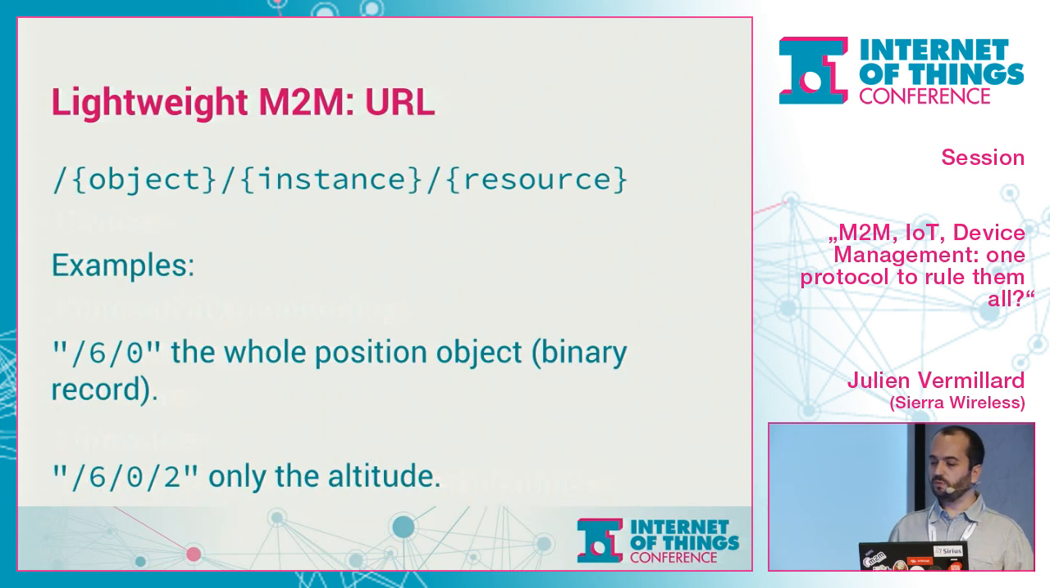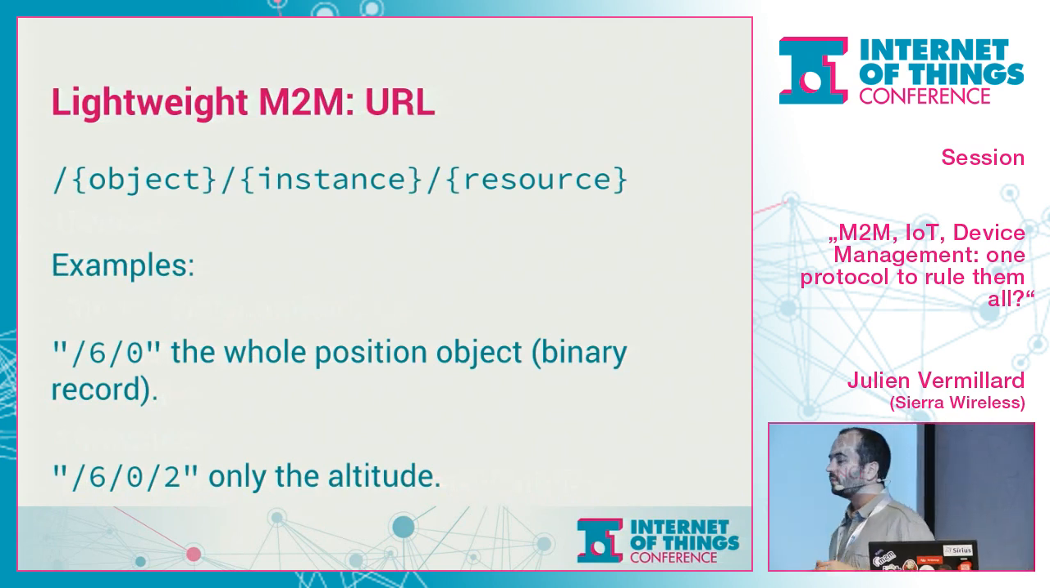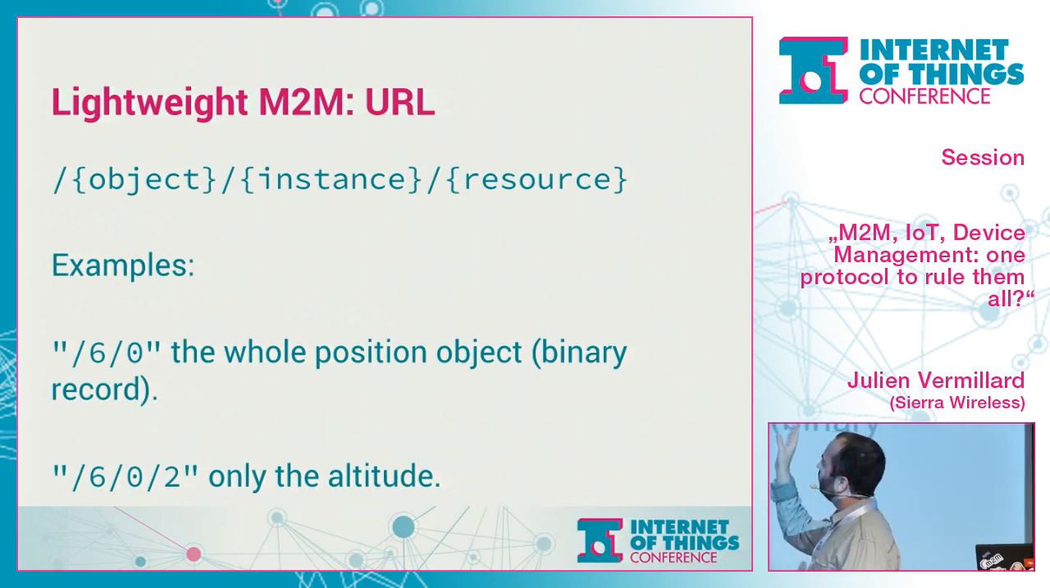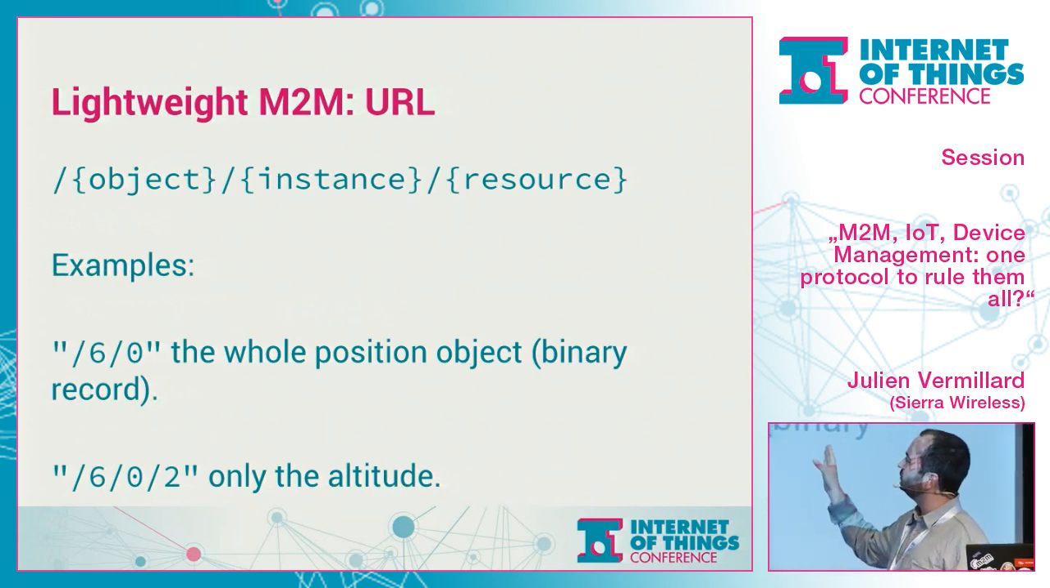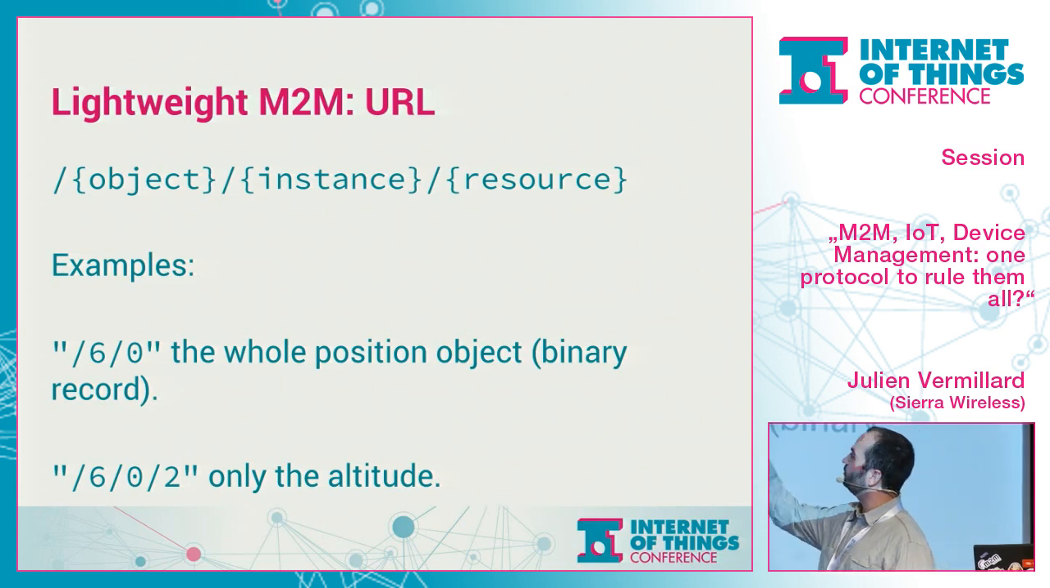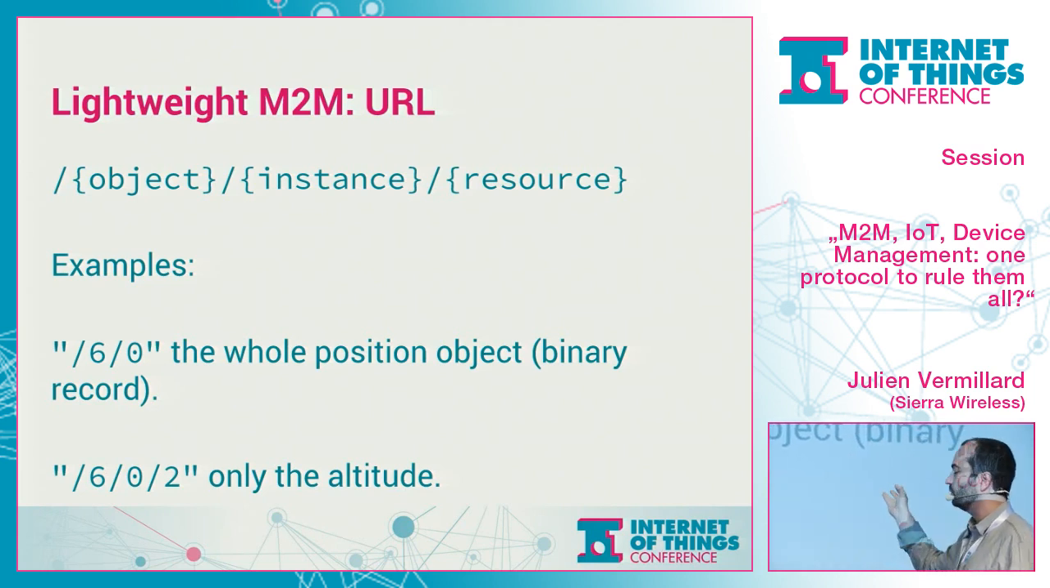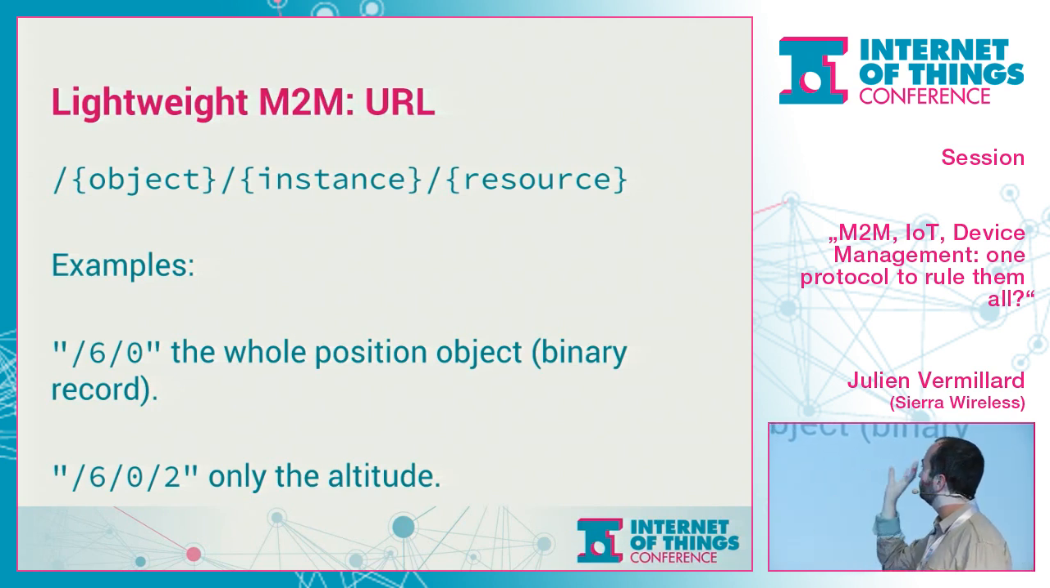And every object has a numerical identifier. So the URIs for Lightweight M2M are made this way. It's very simple. You have the number of the object, for example, 6. 6 is the positioning. You have the instance of the object. For positioning, you have only one instance because there is only one position for a device. And you have a resource.